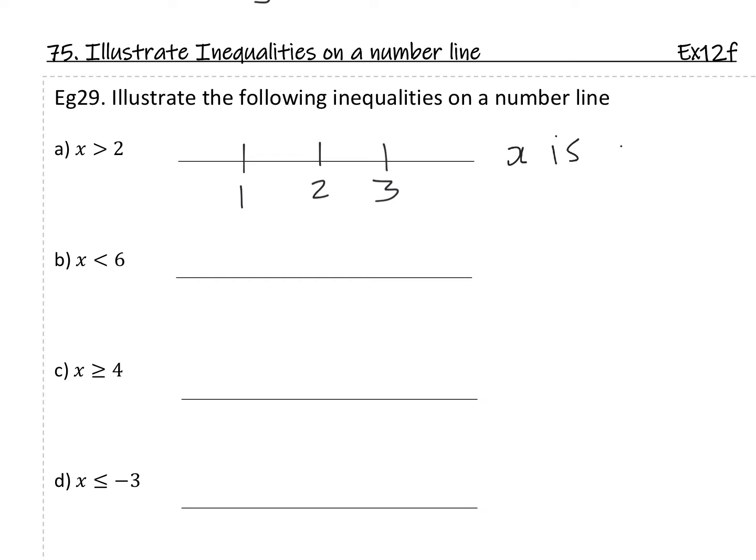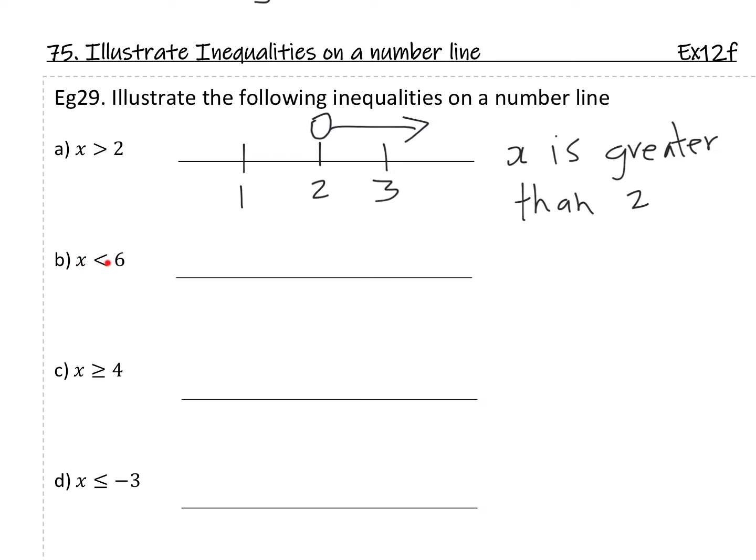X is greater than 2. So put a circle on the 2 and we say it's everything above 2. Okay? If the circle was filled in, that would indicate that it could be equal to 2. So by not filling it in, by it being empty, we're indicating that it's not able to be 2, but anything greater than 2.